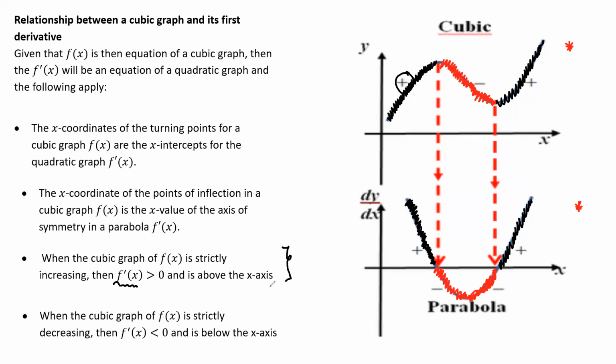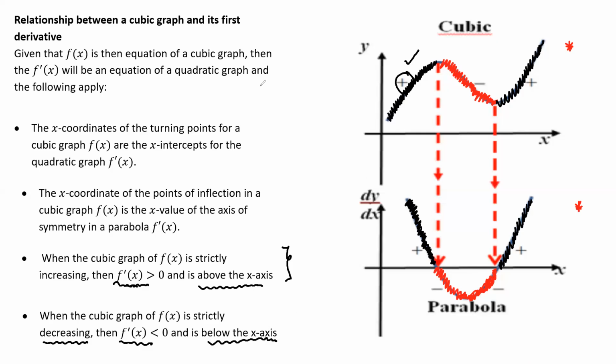And I put this across here to say, when the cubic graph of f of x is strictly increasing, that means I'm dealing with the gradient. The derivative is greater than 0. It means we're looking at the parts of the graph of the quadratic where it's above the x-axis. When it is less than 0, when it is decreasing, then it is below the x-axis.